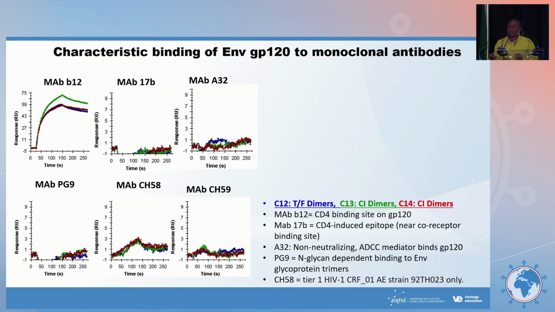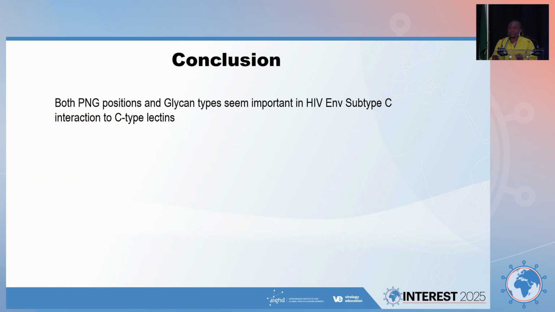Then we decided to use PG9, which is a glycan binding monoclonal antibody, and look at other CD4 binding antibodies, and you could see that they really do not even bind. So to conclude, we could say that not only the types of glycan or the heterogeneity, but I think also the position where the glycan is placed on the envelope influences its binding to DC sign. So it's not just a high mannose or a complex thing, but where the PNG is placed on the envelope glycoprotein of HIV subtype C, which we used. Thank you.